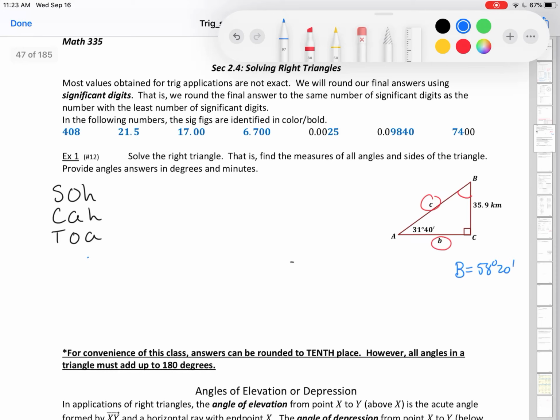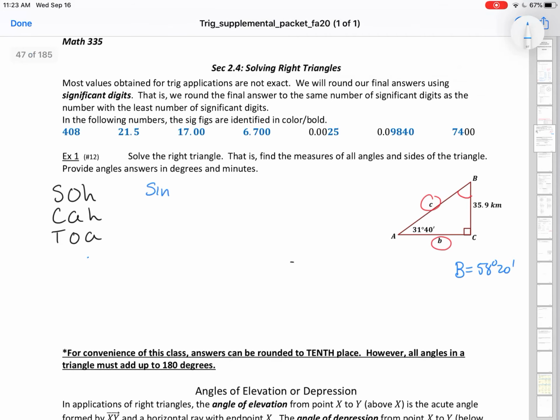As I come in here, I know that the sine of 31 degrees 40 minutes is equal to the opposite over the hypotenuse. The opposite is 35.9 over the hypotenuse, which I don't know, c. Notice that the numbers I'm using are all given to me in the problem. If you can do that, that's highly suggested. Now, you want to make sure that your calculator is in degree mode, not radian mode. So take a moment to put it in degrees. On my calculator, there's a little DRG button up at the top that allows me to select between them.